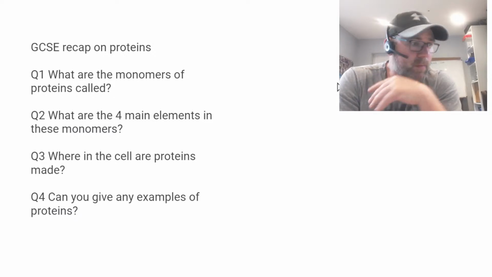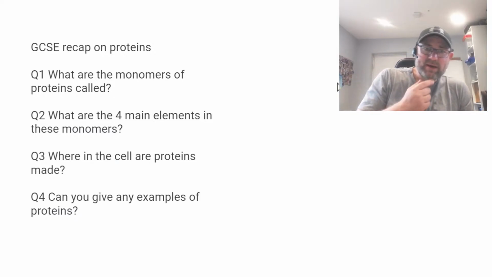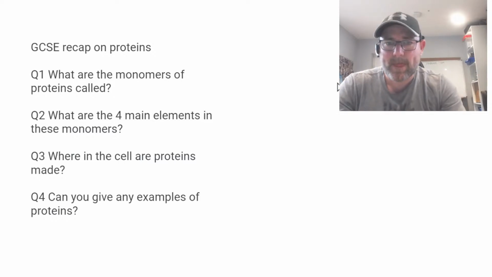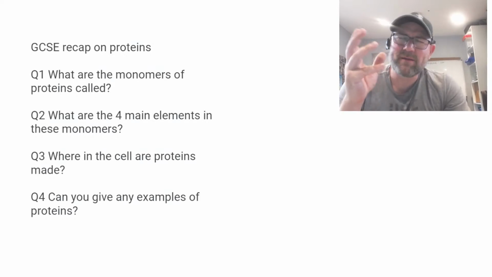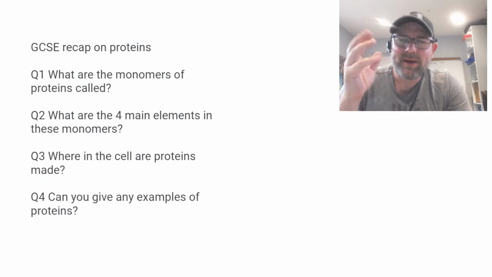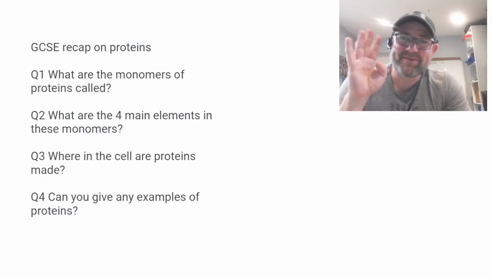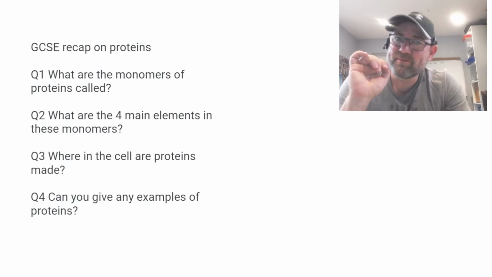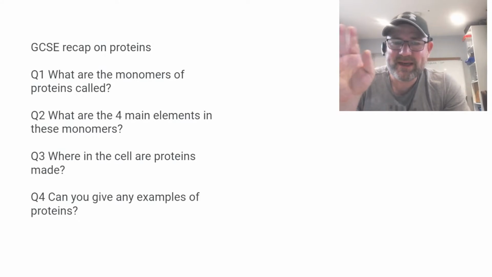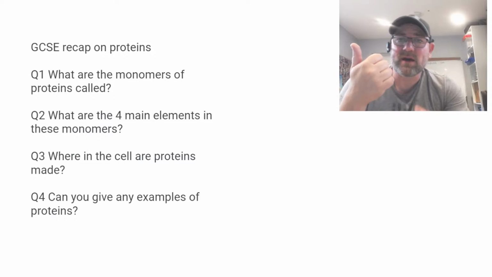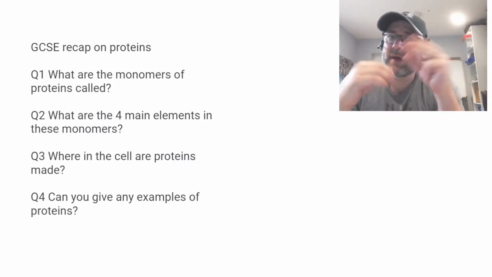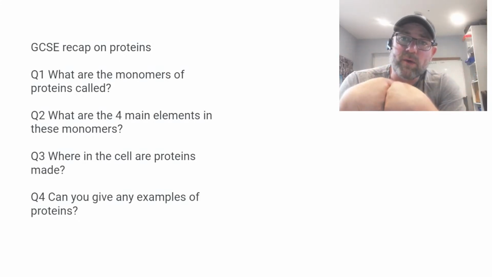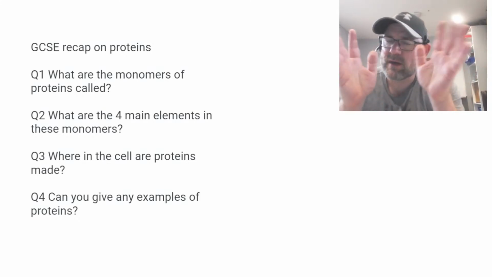You might remember from GCSE that proteins are made up of monomers. Can you remember what the monomers are called? What are the four main elements from the periodic table that you would find in the monomers of proteins? For instance, in carbohydrates and lipids, we find carbon, hydrogen, and oxygen. But there's four elements that we find in proteins, sometimes five.